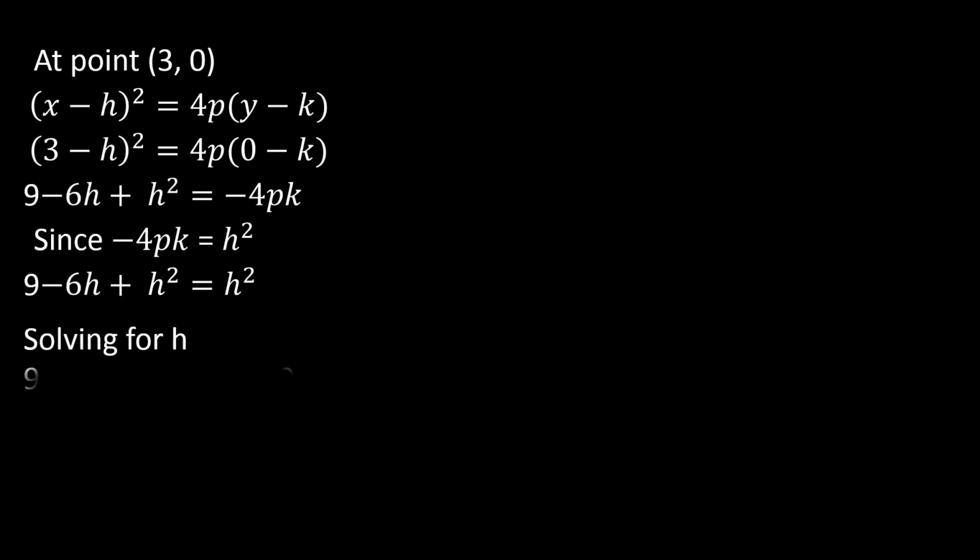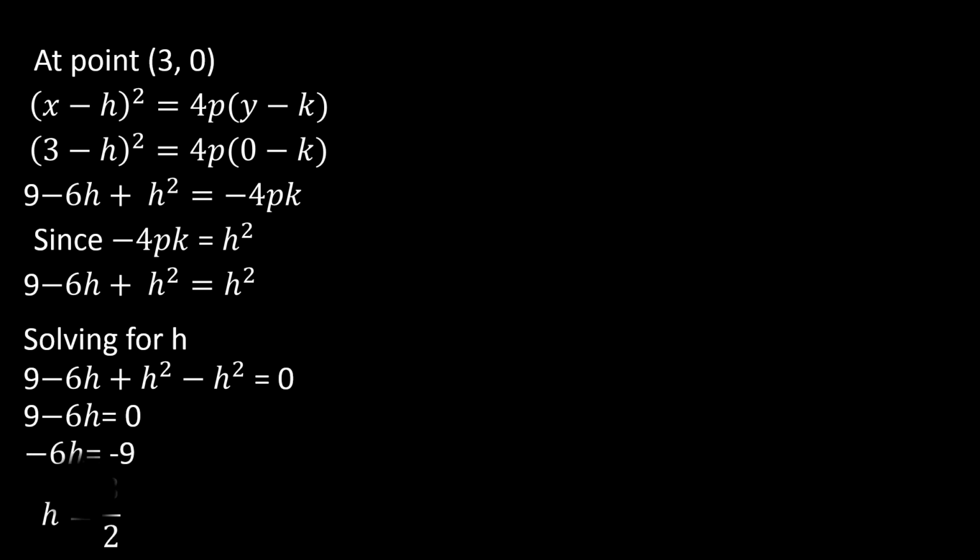Solving for h, we have here 9 minus 6h plus h squared. We transpose the h squared from the right hand side to the left hand side. So from positive, it will become negative. Then h squared and minus h squared become 0. So the remaining quantities, we have 9 minus 6h equals 0. We can now transpose the other quantity to the other side. Then solving for h, we have 3 over 2 as its value.